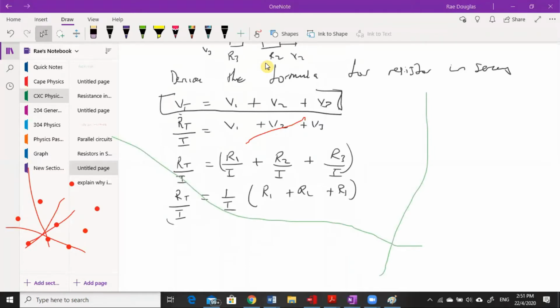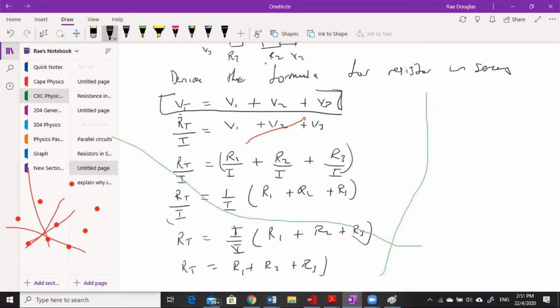All right. Now, I'm going to do a transposition, which says RT is going to equal I divided by I equals R1 plus R2 plus R3. Now, we expect that I and I cancel, leaving us with RT equal to R1 plus R2 plus R3. Do we see how we derive it now? Yes, sir. So that's how you derive it for a series.